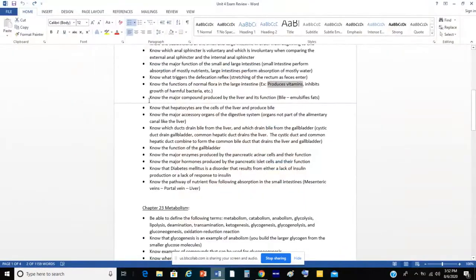Keep going. You've got to know the major compound produced by the liver and its function. That's bile. And I told you bile breaks down fat. To emulsify fats means to break them down. And like always, we give credit to organs and glands, but it's really the cells. There's a cell in the liver that's making the bile. It's actually liver cells. We call them hepatocytes. You've got to know hepatocytes are the cells of the liver, and they are the cells making the bile. And then we're finishing off with your accessory organs.